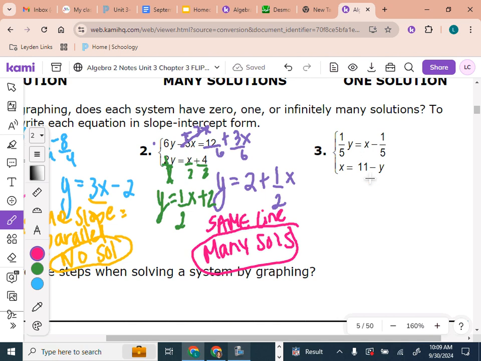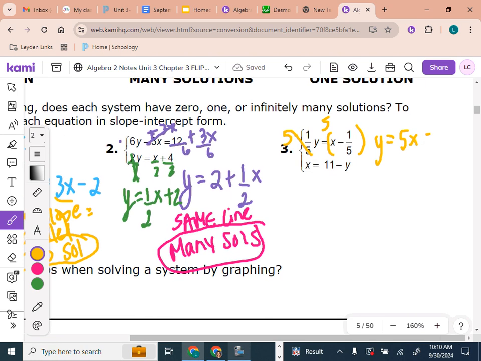Number three. Aaliyah, how do we get rid of this 1/5 here next to the y to get it into slope-intercept form? What? Multiply, good, by what? Yep, 5 over 1, or just 5 is fine too. And what we do to one side, we got to do to the other, right? So we have y equals 5x, and 5 times negative 1/5 is just negative 1. It also cancels that out, right? Okay.